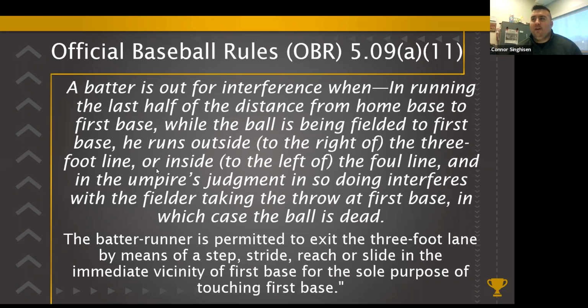All right. The answer to this one is true. Must have both feet inside the runner's lane. The lines are included in the runner's lane until their last step, which then they may vacate the runner's lane to touch the base.